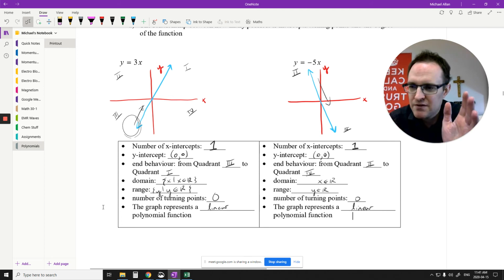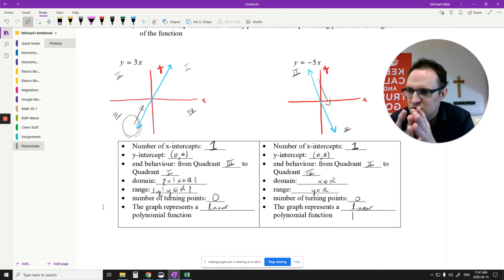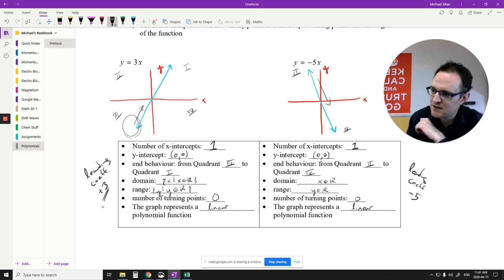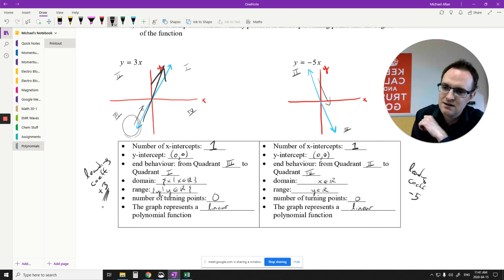So, takeaways from this. Pretty much the only thing that changed between these 2 is which way the end behaviors are going. A positive leading coefficient, I'm going to put it over here, my leading coefficient is positive 3, and on this one over here, my leading coefficient is negative 5, so that number that's in front. You can see that a positive leading coefficient is a positive slope, so it's going upwards from left to right. This is a negative leading coefficient, so it's going downwards from left to right.